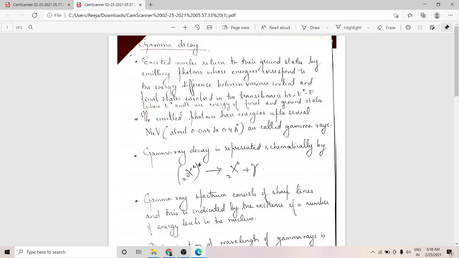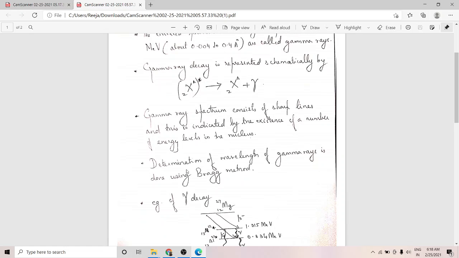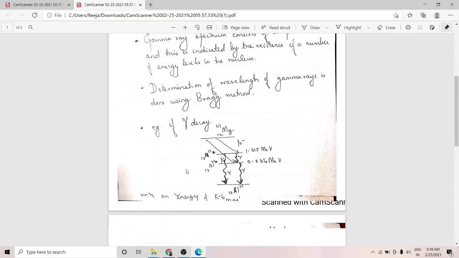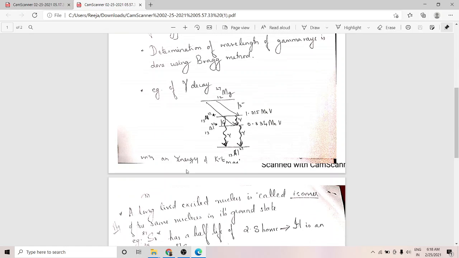The gamma ray spectrum consists of sharp lines, and this indicates the existence of a number of energy levels in the nucleus. Depending on from which energy level to which energy level the transition takes place, gamma rays of different wavelengths are emitted, and it shows the existence of different energy levels in the nucleus. Now the wavelength of gamma rays is determined using Bragg's method.